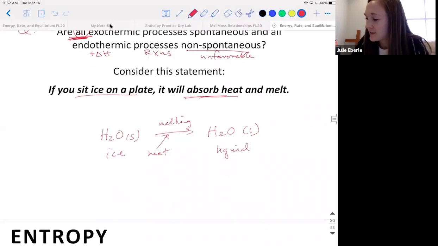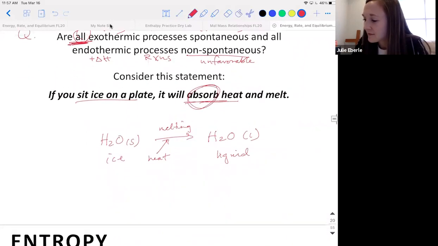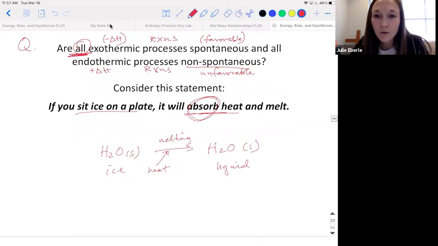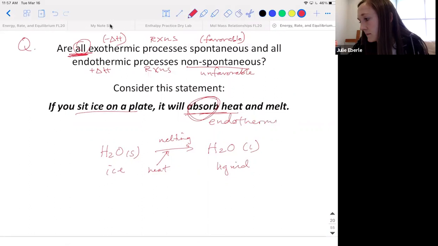Okay, I'm seeing both. Remember, absorbing heat: if you're absorbing heat, you're endothermic. If you're releasing heat overall, you're exothermic. So if you're absorbing heat, this is endo. So we have an endothermic process, and then I want to ask you, is this going to happen spontaneously, or do you have to put that ice in the microwave? Or do you have to put that ice on the stove and turn the burner on? Or is it just going to happen, whether you do anything or not?